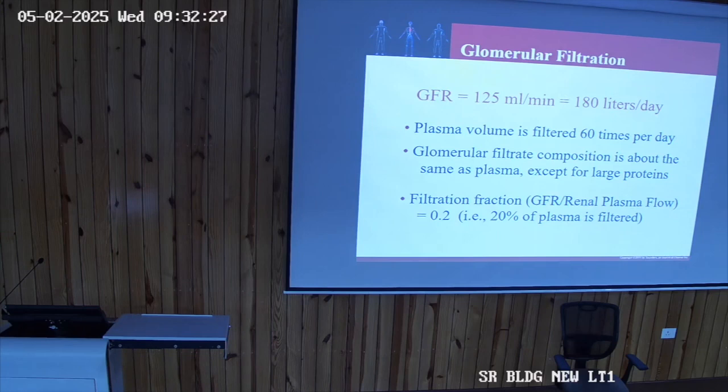Unless in the case of females, if the urine analysis is done during the menstrual period, the RBCs may appear in the urine analysis. Okay, so glomerular filtrate composition is about the same as plasma except the formed elements and the plasma protein. Filtration fraction is GFR upon renal plasma flow. It is 625 ml per minute, and that is 20% of the plasma is getting filtered.